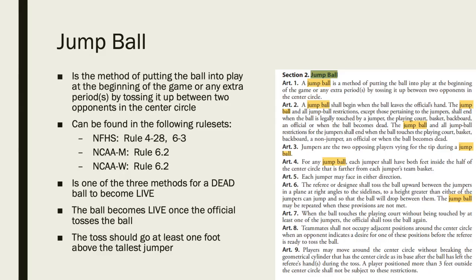The NCAA rulebooks do a great job of breaking down the jump ball rule. So we're going to take the jump ball rule from the NCAA rulebooks, which is pretty much the same for all levels. The jump ball is the method of putting the ball into play at the beginning of the game or any extra periods by tossing it up between two opponents in the center circle.